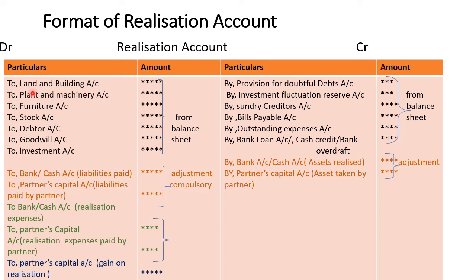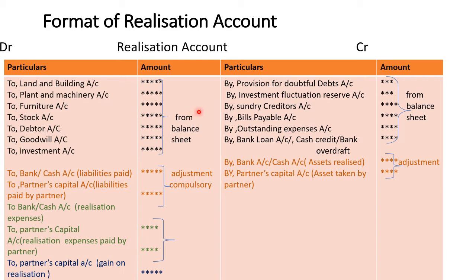From the old balance sheet you will get these figures: land and building, plant and machinery, furniture, stock, debtors, goodwill, investment. Now regarding debtors and investment, if a provision for doubtful debts is given, we will record that on the credit side and the full amount of debtors will be recorded on the debit side. In the same way, if an investment fluctuation reserve is given, that will be recorded on the credit side and the investment amount will be recorded on the debit side. So first, we have to transfer all the assets from the balance sheet.